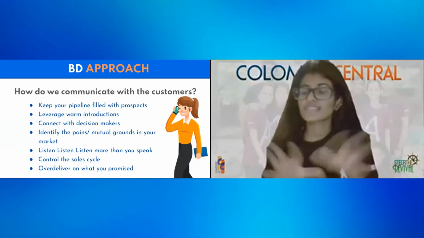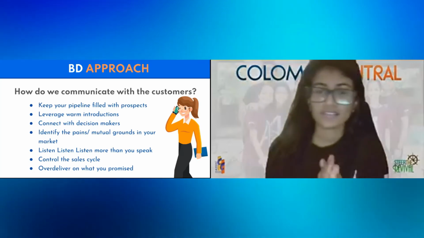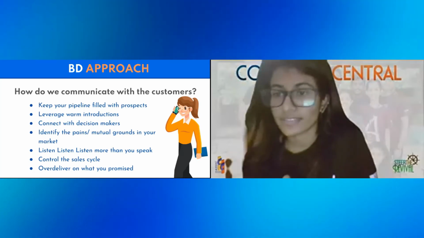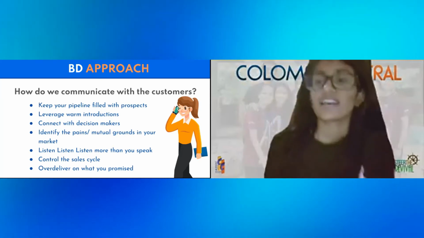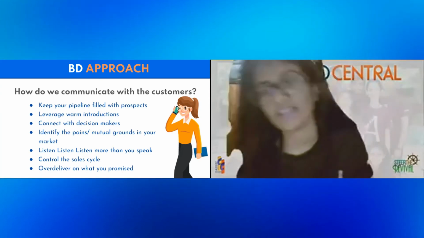Right now, there are 7 principles that we have, according to Patrick Dan, that is a person that I've been referring to all this time, who I got the content from. Now he says that you have to keep your pipeline filled with prospects. Right? What does that mean?